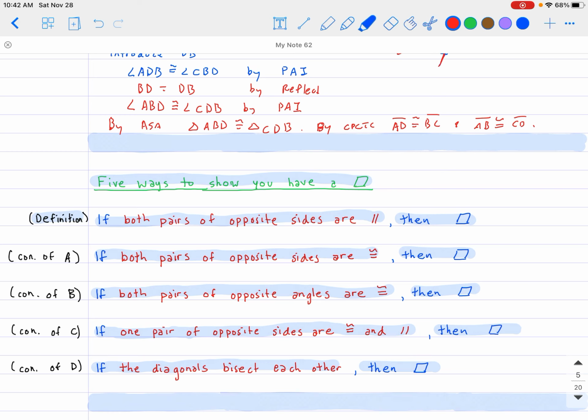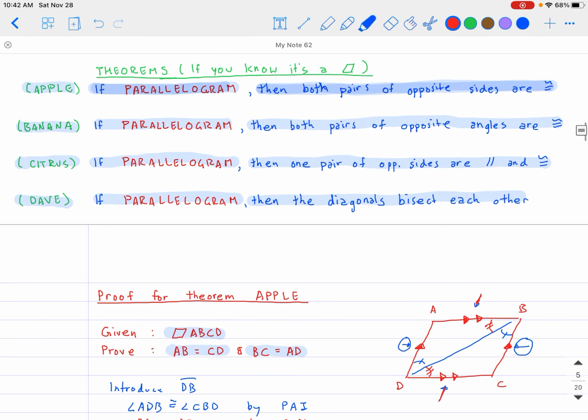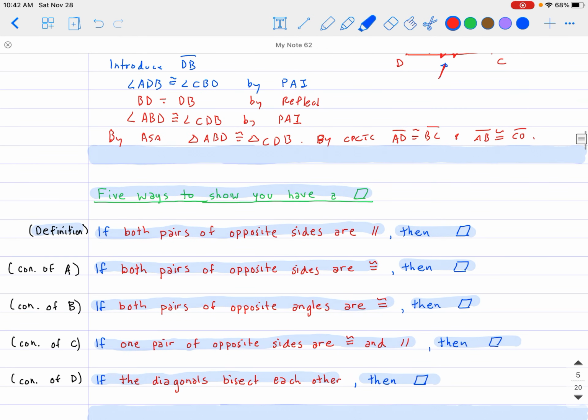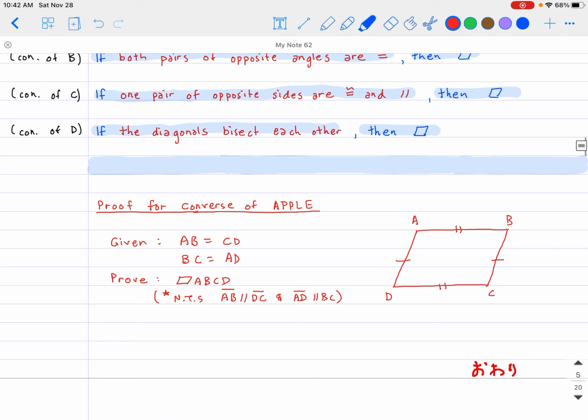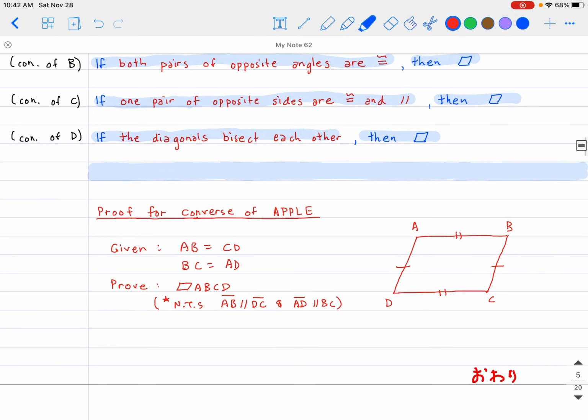So again, these are the converses of the theorems that we have up here, which I want you to actually try to prove, because these are the ways to go backward to show that you have a parallelogram. So just like before, we're going to go ahead and do a quick one over here to prove the converse of apple, basically the converse of the theorem that we just did.